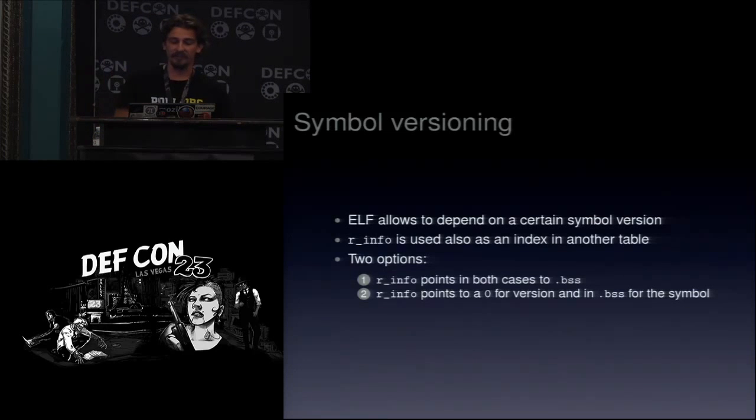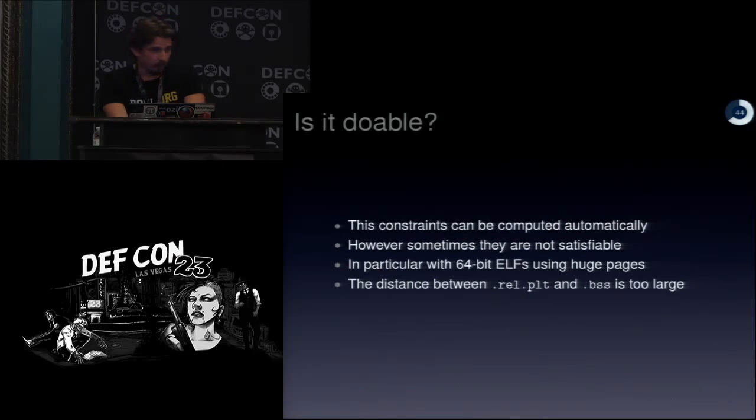So what we have to do in this case is either we make both indexes go to the BSS section, and so we can fake also the other data structures which are related to versioning, which we'll not look into, or we can make the version index point to a 00 somewhere in a memory area where we cannot write. Like if we find a 00 in text, it's fine, because this basically disables the versioning. So is it doable? Yes. And it can also be automated.